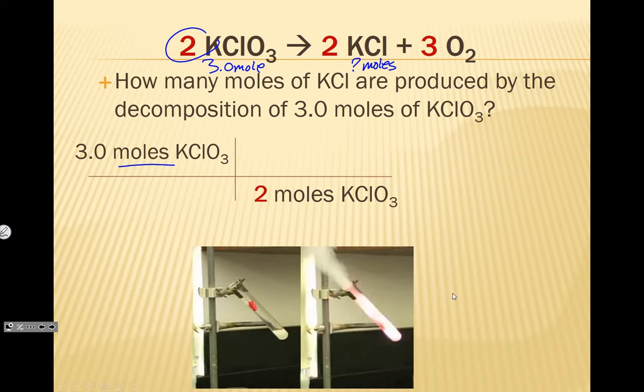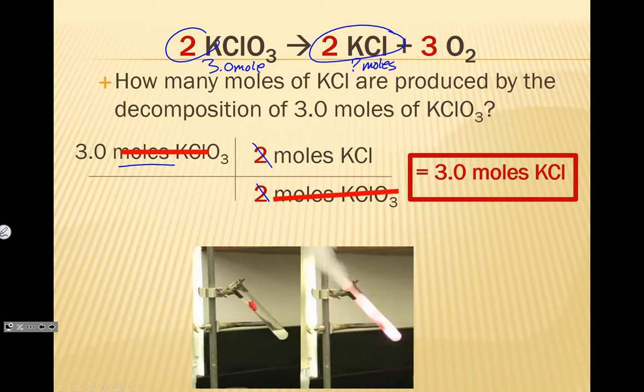What's going to go on the top? What am I trying to get to? This. So that's going to go on the top. Okay, those are moles. It's a mole-to-mole ratio when we're working with a balanced equation. Well, guess what? Moles cancel here, but so do the 2's. So I end up with 3 moles of KCl. So these are fairly quick and easy.